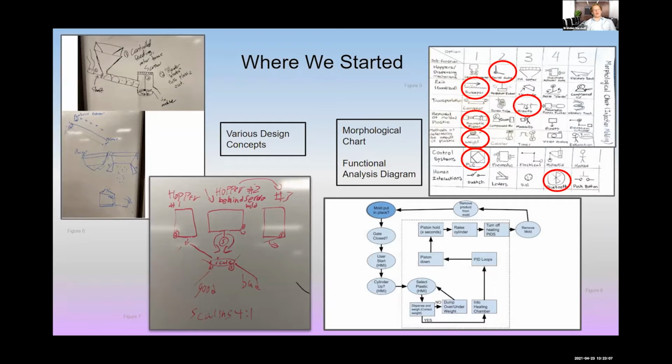All right, so where we started. This slide contains various ideas that we used to help our design process. If you look at figure 6 and figure 7, they contain some of our various design concepts we are going to integrate into our hopper system and transportation of the plastics. Figure 8 is our functional analysis diagram, which aided in designing the actual process of the injection molding machine. And finally, figure 9 is our morphological chart, and this was used to help us find different and efficient ways to properly design solutions of the machine.